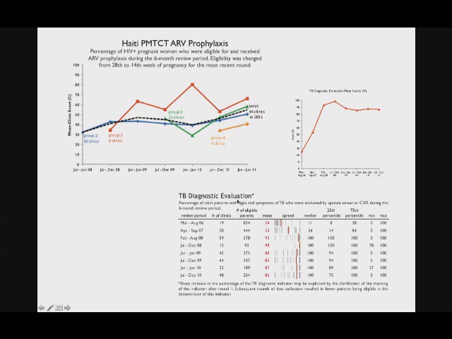Here is, I think this is from Uganda. This is their TB diagnostic evaluation indicator, and I've included the indicator definition right below the title. And I've also included some caveats about the data right underneath the table.